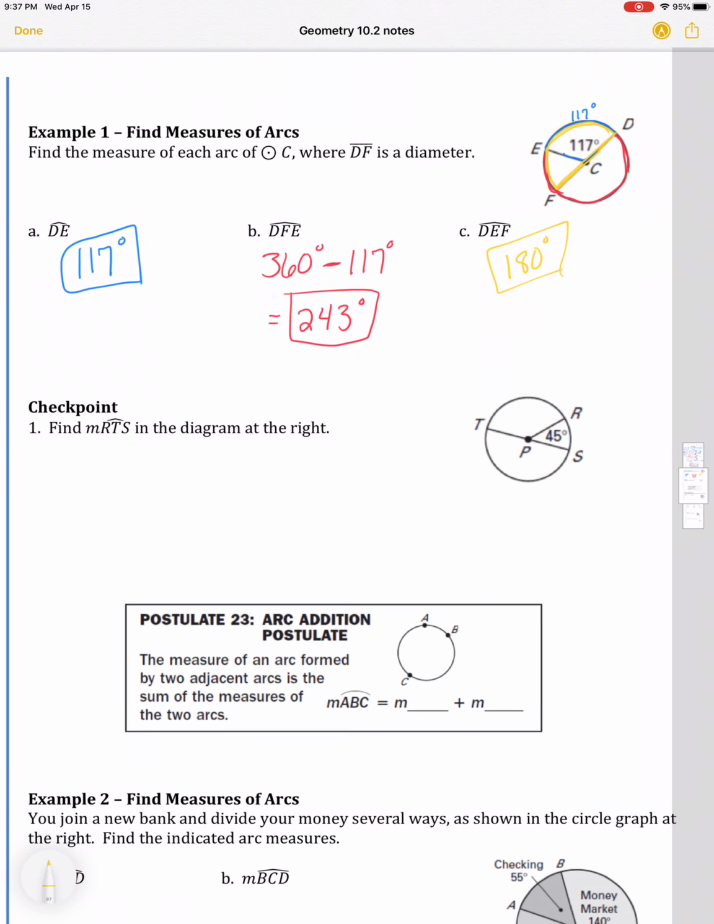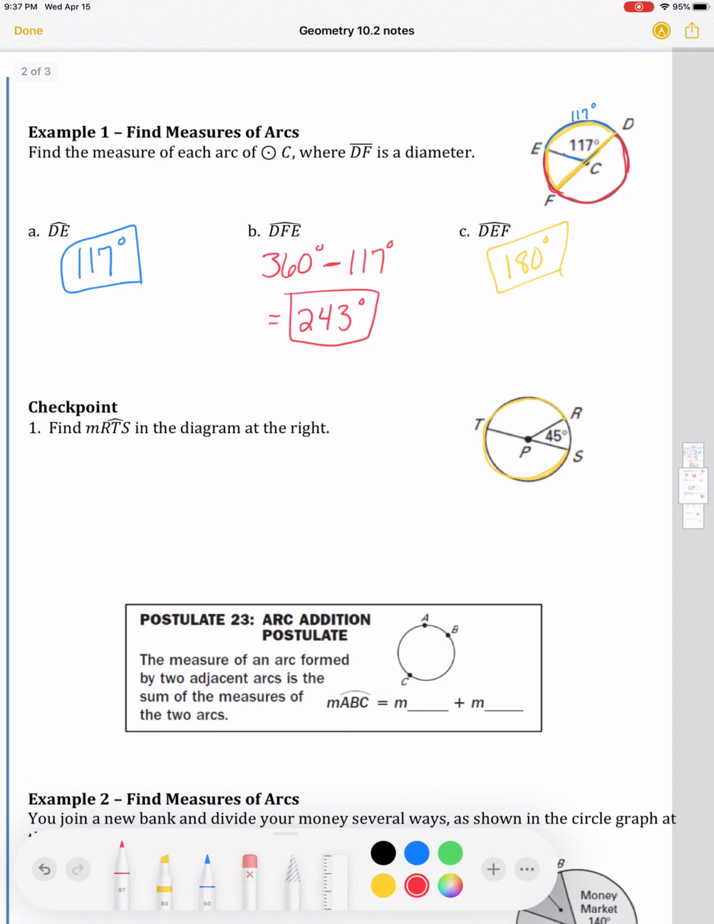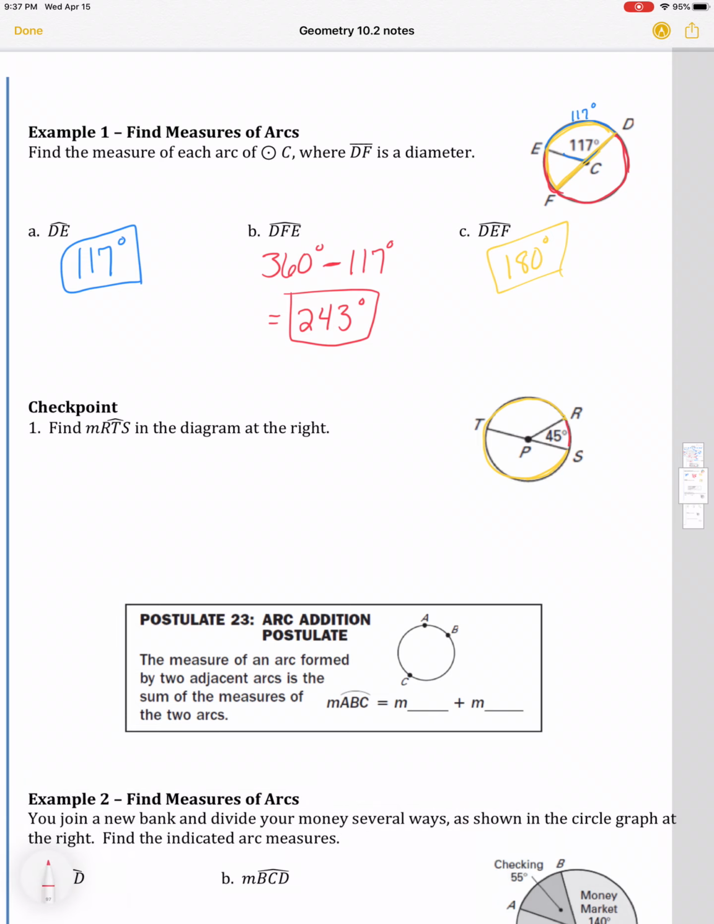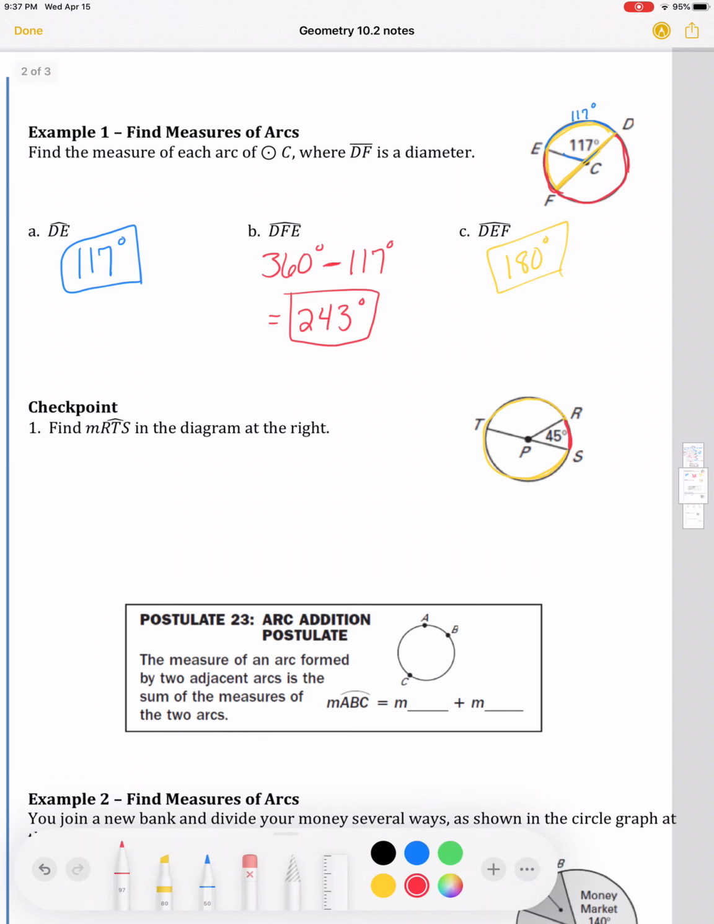Okay, I'll just go through the checkpoint quick. Find the measure of RTS. So from RTS, you go from R around to T and keep going to S. If you look in that yellow part, the only thing not included in this circle that's not yellow is that small red part.